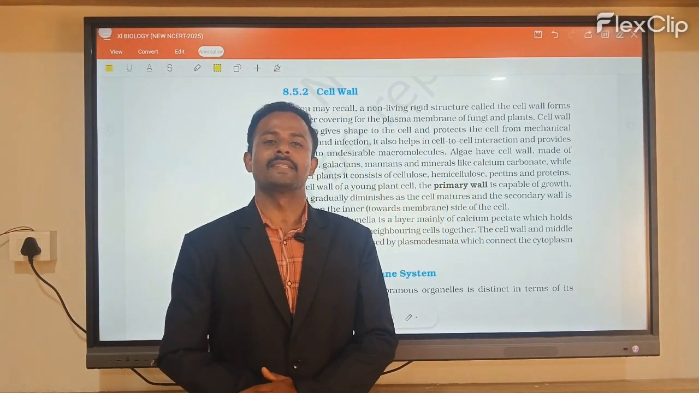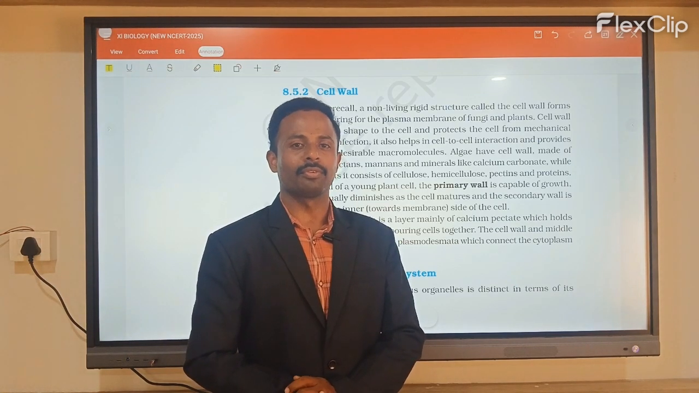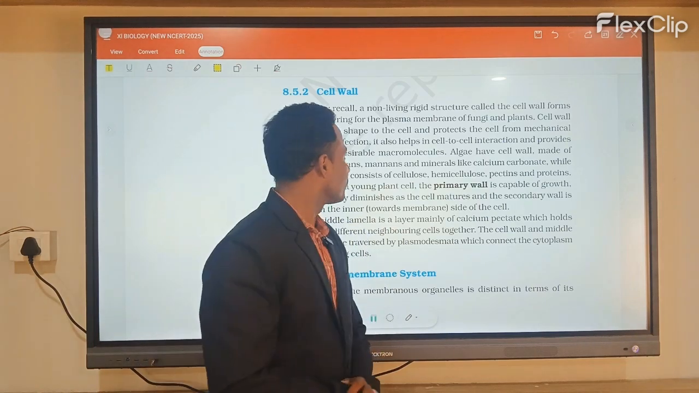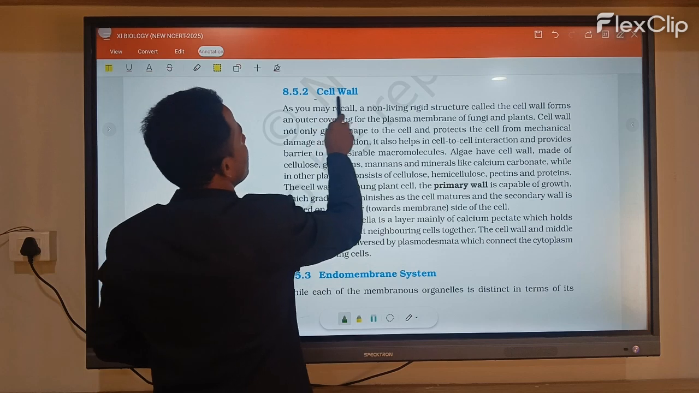For this section we will discuss NCERT line to line, chapter Cell: The Unit of Life, part 4, that is the cell wall. Cell wall.